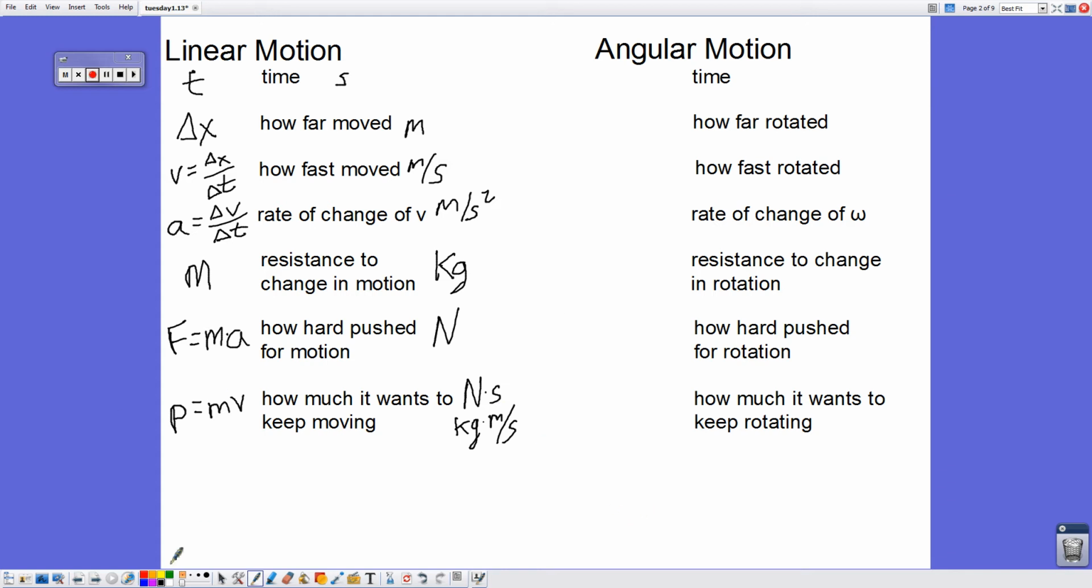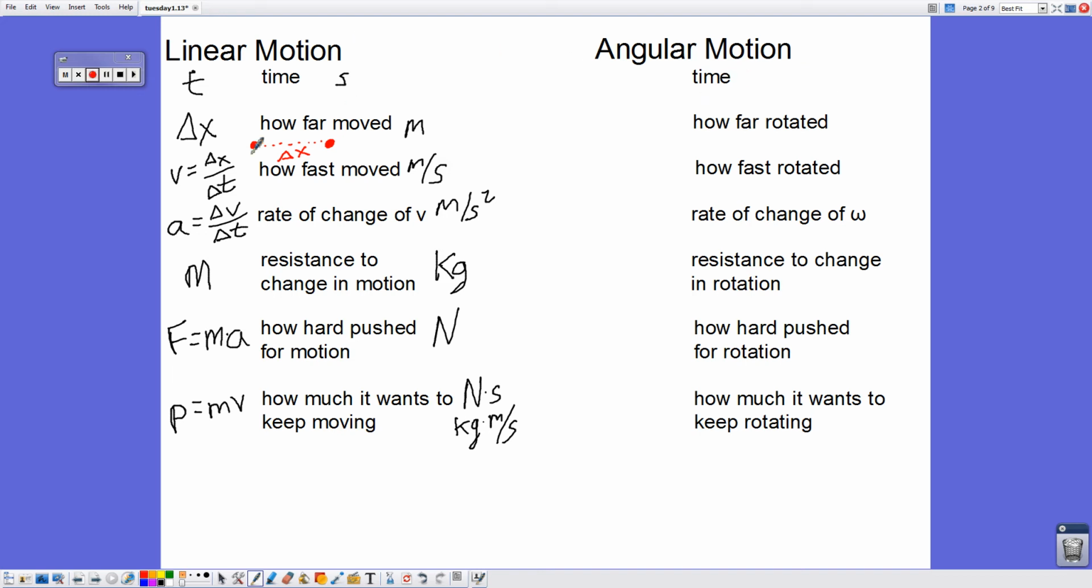Alright, now the only really interesting thing about linear motion is what delta x is, so I'm going to draw a little picture. That's where you're here, and you end up over there. Delta x. Crazy. Alright, now, angular motion.